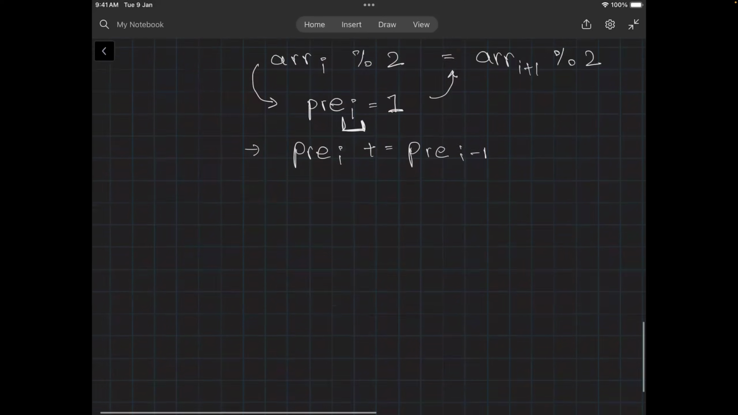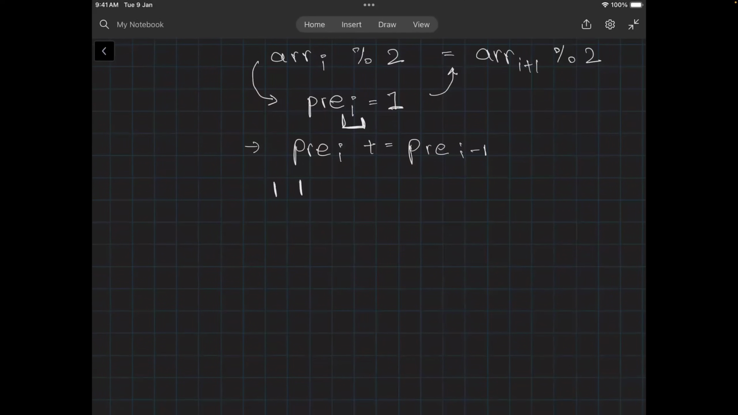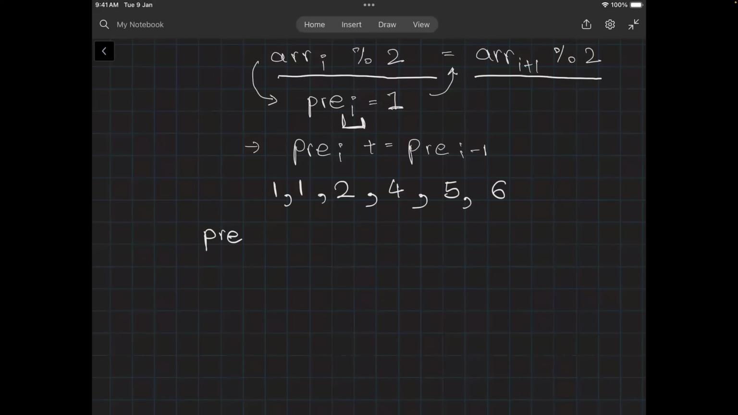So my array is 1, 1, 2, 4, 5, 6. Now let's generate my prefix sum table. What did I say? Wherever arr[i] modulo 2 is equal to arr[i+1] modulo 2, my prefix[i] is going to be 1. So at index 0, are both parities the same? Yes. So it is going to be 1. Here, is it the same? No. So it is going to be 0.